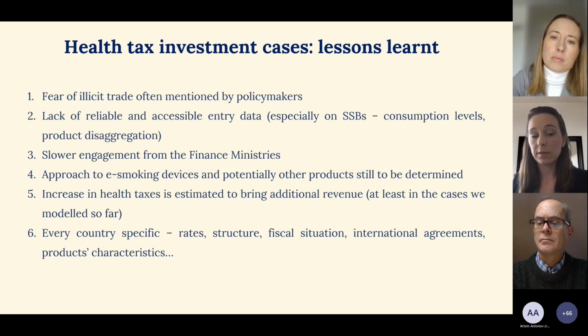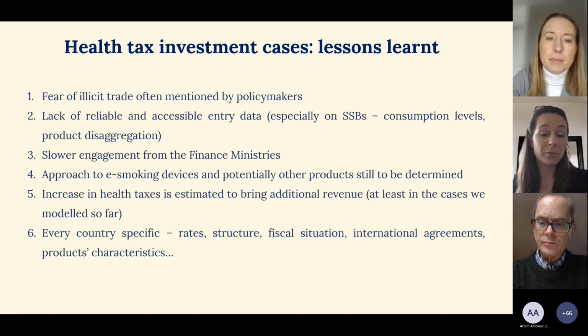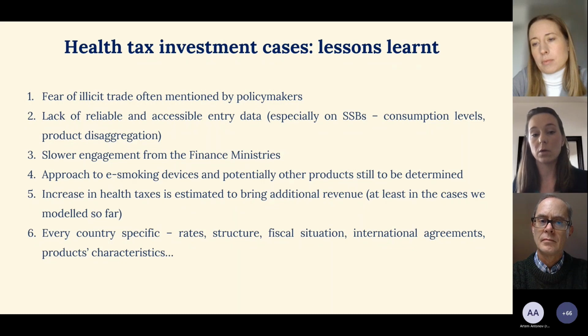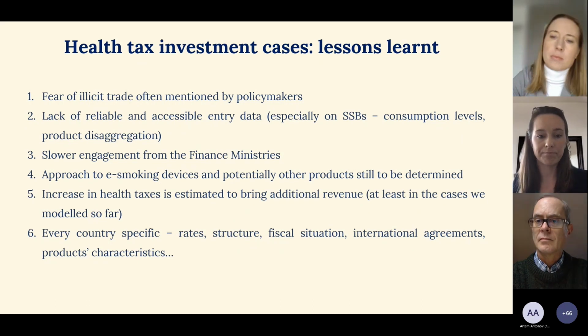On the positive side, from our calculations, our estimates, increasing excise tax rates really brings additional excise tax revenues for the governments, at least in the countries we have modeled so far. Not only in excise tax, but also in VAT.